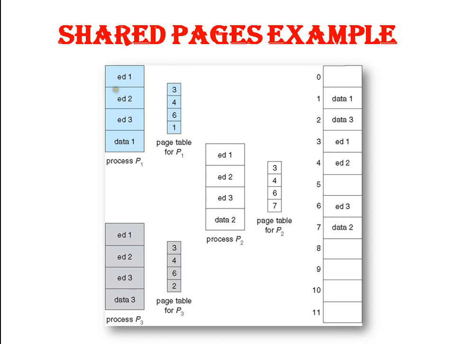In this diagram, ED1, ED2 and ED3 are common to all the processes, because we have three processes, P1, P2 and P3. All of these map to the same place, that is, they are commonly shared. Frames 3, 4, 6 appear the same for each process. Private data, data 1, data 2 and data 3, are stored in separate frame numbers.